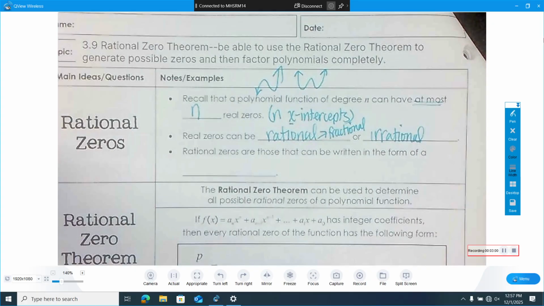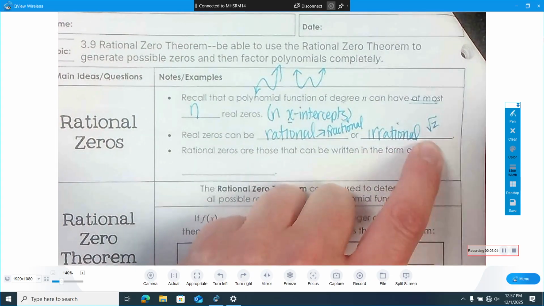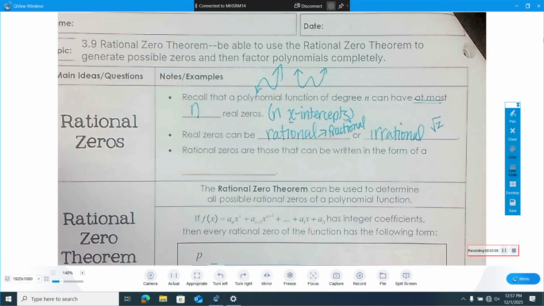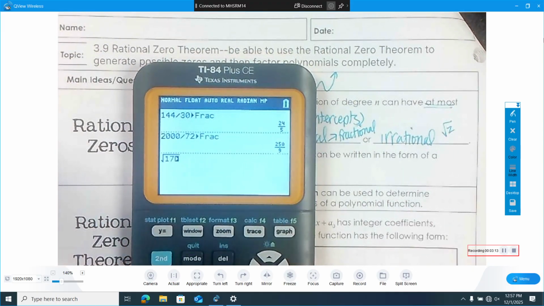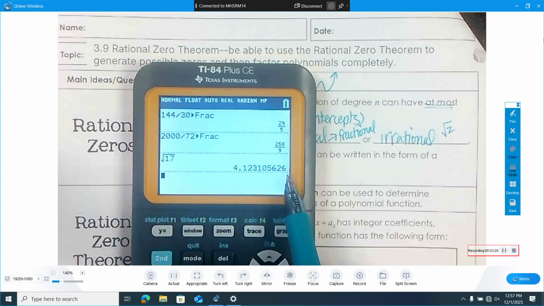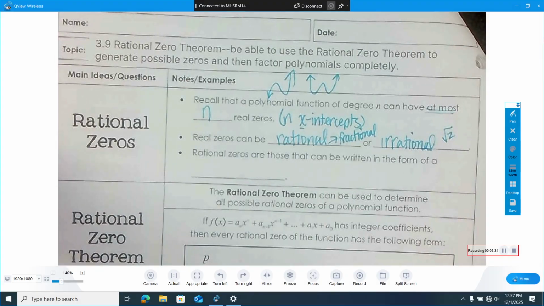But irrational is something like radical 2 or radical 17. It's something that is some sort of really crazy thing. So radical 17 is this crazy decimal 4.123 and so on. That's totally irrational. That decimal goes on forever. It doesn't repeat. It is totally weird. So we call that irrational.